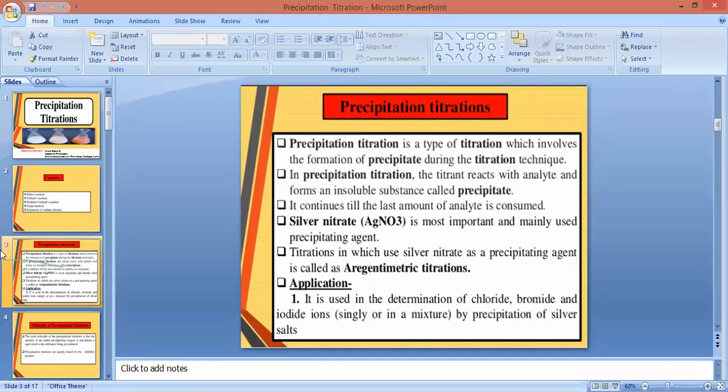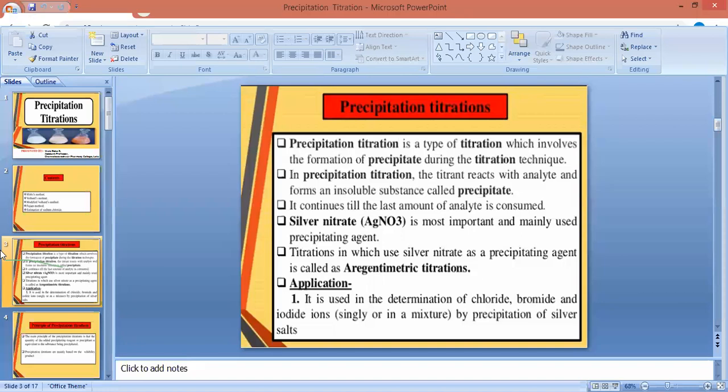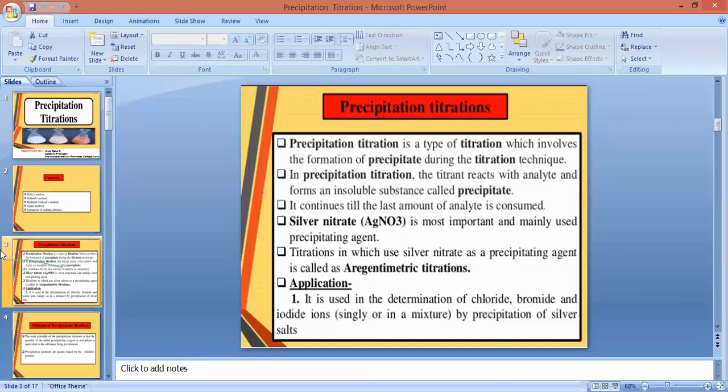So what is precipitation titration? It is a type of volumetric analysis which involves formation of precipitate during the titration technique. In precipitation titration, the titrant, that is precipitating reagent, reacts with the analyte, that is halide, and forms an insoluble substance called precipitate. That is, when a chemical reaction occurs between standard solution, that is titrant, and titrate, there is formation of precipitate, and this formation of precipitate continues till the last moment of analyte, that is halide, present in the conical flask. This is the introductory part of precipitation titration.